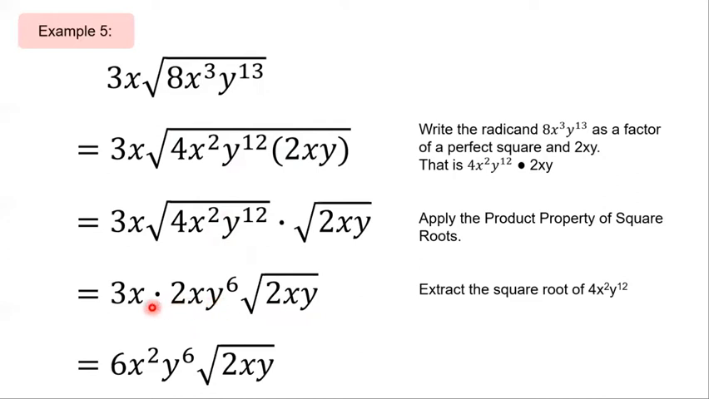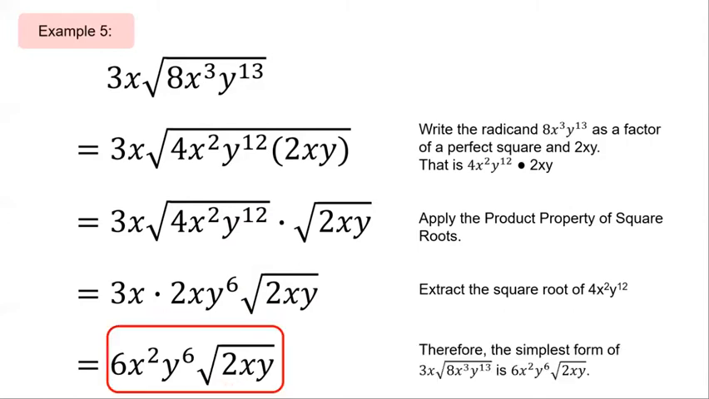Kaya yung next line natin ay 3 times 2, that is 6. X times x, x squared. Copy lang yung y to the 6 kasi wala namang y na factor dito. And then, copy lang din itong ating square root of 2xy. Therefore, the simplest form of 3x times the square root of 8x cubed y to the 13th is 6x squared y to the 6 times the square root of 2xy.